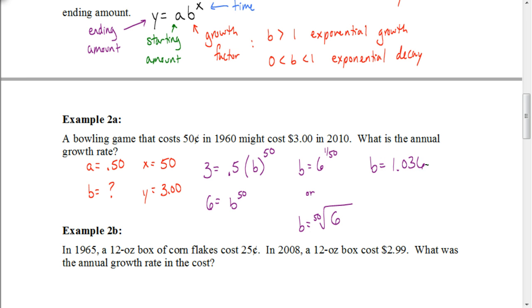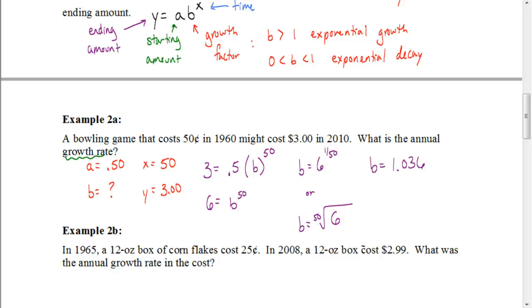Now the problem is we're trying to find the growth rate. So my rate is always going to be written as a percent. So I'd have to multiply by 100 or move the decimal to the right 2 places. Now when you do that, you get 103.6 or 103.6%. But the problem is we're looking for the growth rate.